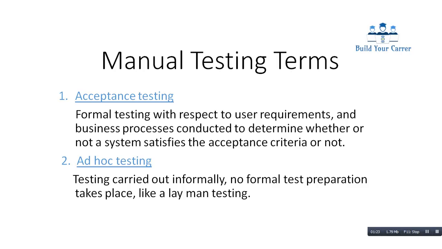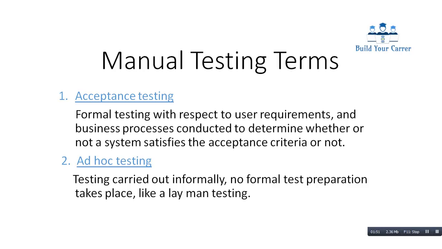So in the acceptance testing, what happens? We, the testing team, do the testing, developers will do the development, but after the software is built, it will go to the client side. So the client will compare the software with the actual requirements, that he wants this building to be built like this, whether it is built in the same manner or not. So that is acceptance testing.